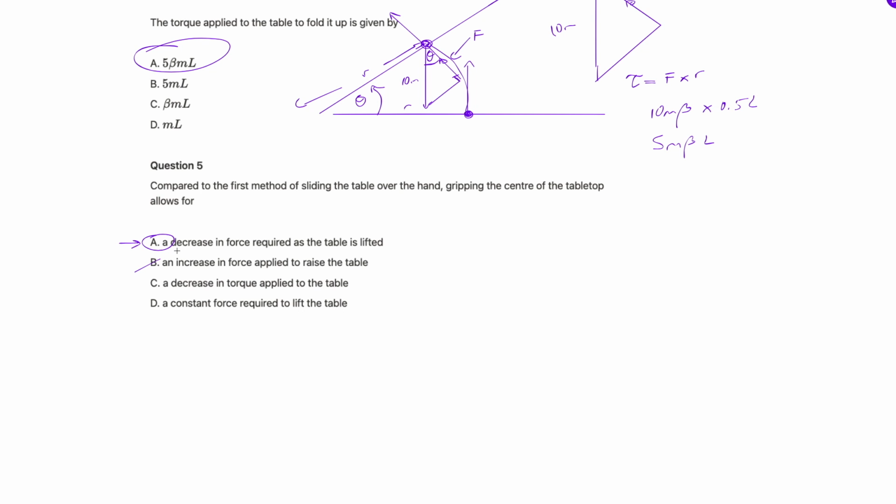Actually, you know what? I need to change that. I'm just going to leave that as two answers as a bit of a trap, I guess. A decrease in torque applied to the table. If the force is decreasing over time, then the torque would also be decreasing because the radius is staying constant. So that would also be true. So I'll accept A or C, error in the question.